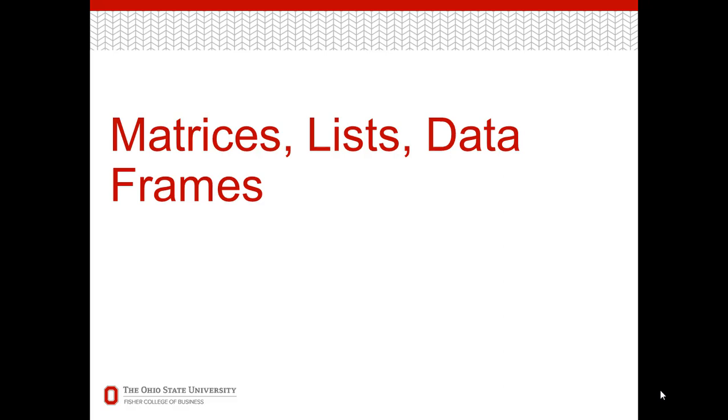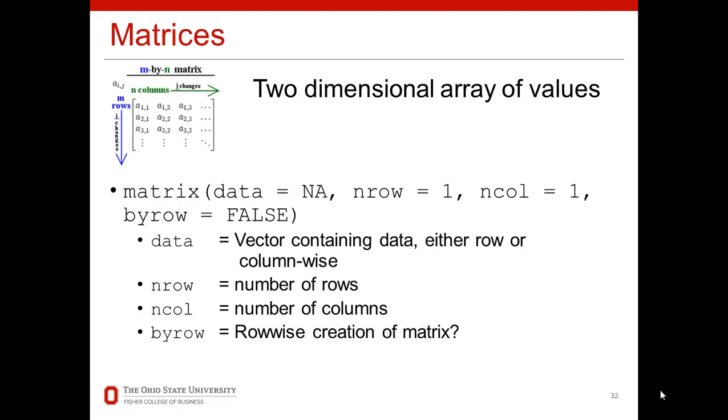In this video, we're going to touch on some of the other data storage types: matrices, lists, and data frames. A matrix is a two-dimensional array of values. It's very similar to a vector, except instead of just one list of numbers, I actually have them stored in a two-dimensional array. The function to create a matrix is, as you would expect, named matrix.